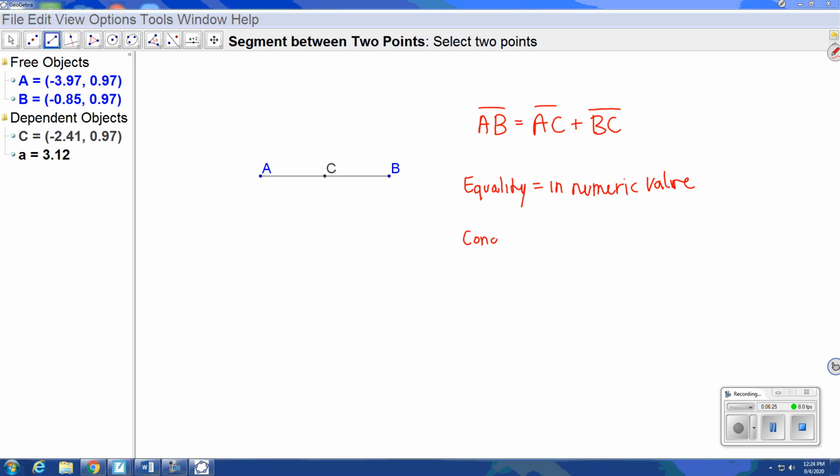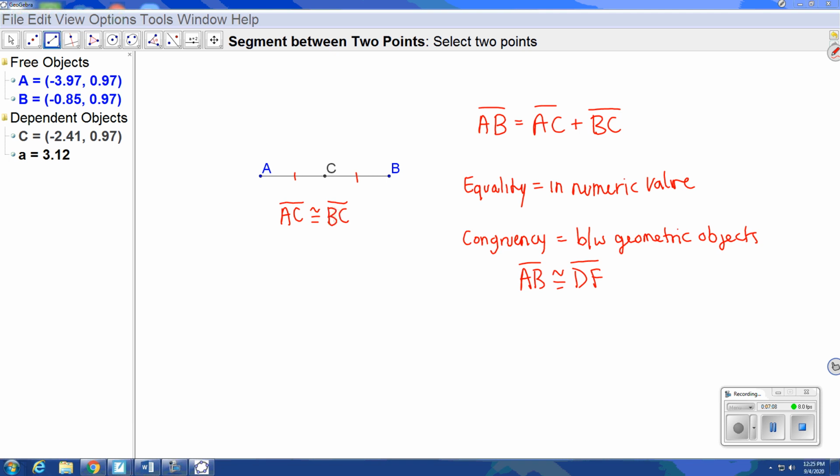When we're dealing with congruency, we're talking about equality between geometric objects. So we're no longer talking about length. We might say segment AB is congruent to segment DF or something along those lines. So in the case of this segment that we have here, we could say segment AC is congruent to segment BC based off of the fact that they give us these 2 tick marks. And that would be a geometric equivalence. I'm saying this segment and this segment are congruent.